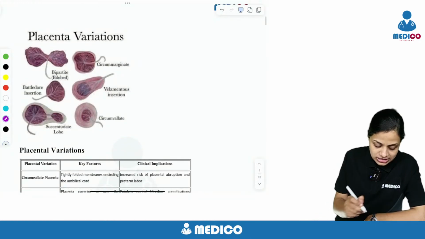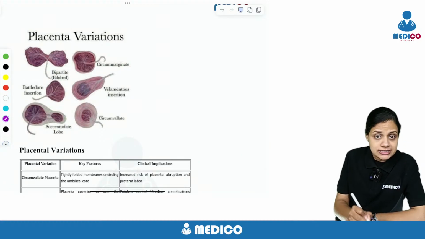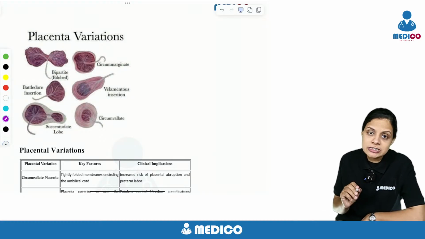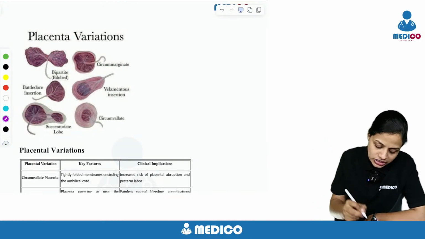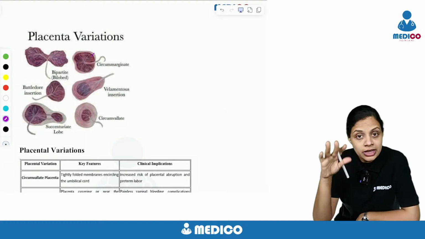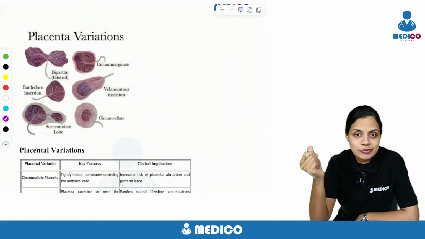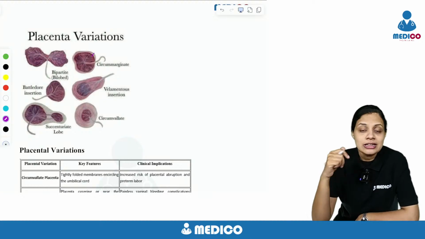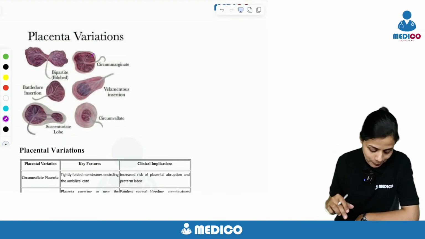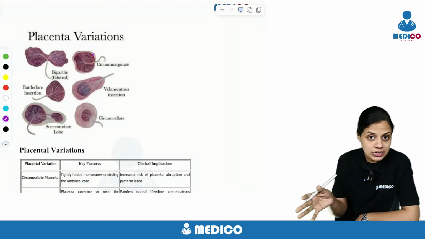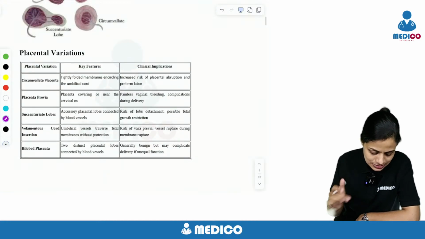There is something else called a circummarginate placenta. This is also similar to the circumvallate placenta, but instead of the double fold of chorion and amnion, you've got a single fold where the transition between the two is smooth. In both these cases, you can expect the baby to have low birth weight. There can be FGR, there can be antepartum hemorrhage. These are the complications you expect from both circummarginate and circumvallate placentae.